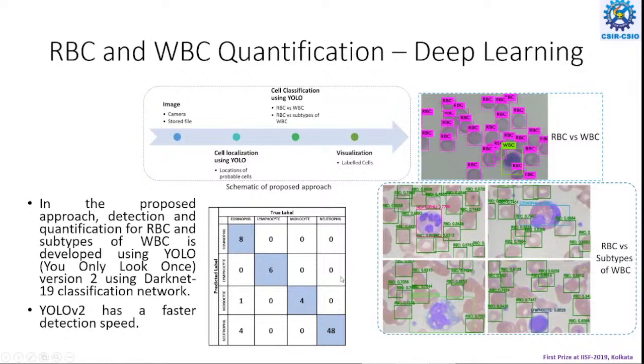We have used a network called YOLO. YOLO stands for You Only Look Once. It automatically makes bounding boxes around the cells and then classifies them into RBC and WBC based on the training we did on the training images. We have seen that on the test images it shows more than 90% accuracy. This work was presented at the International Science Festival 2019 in Kolkata.